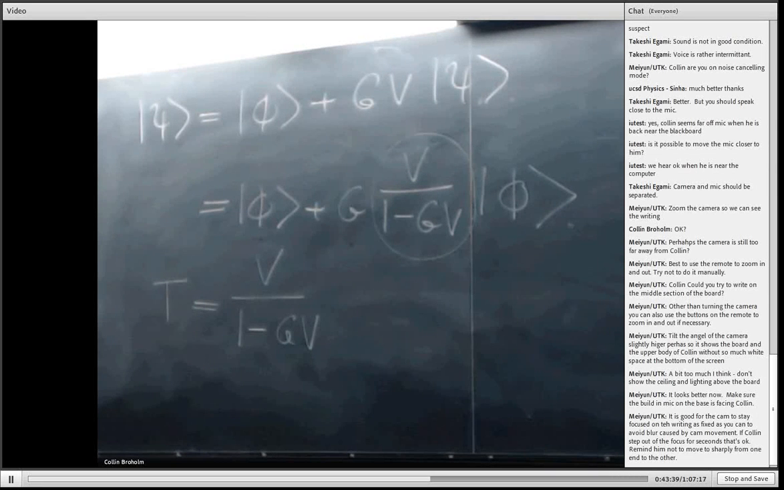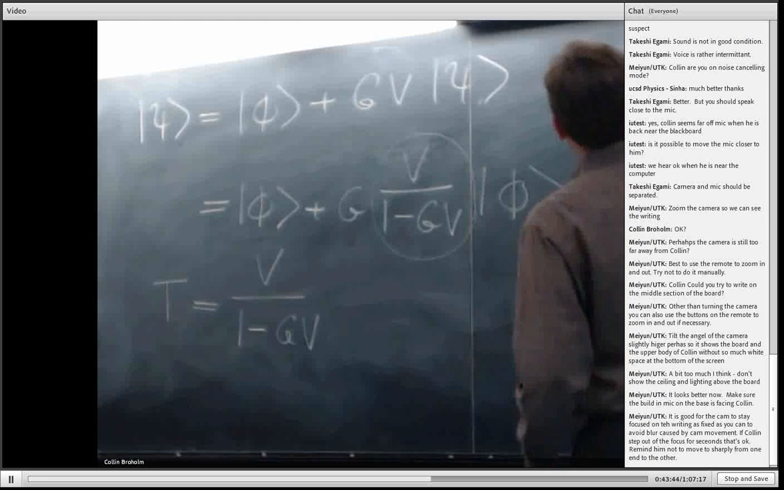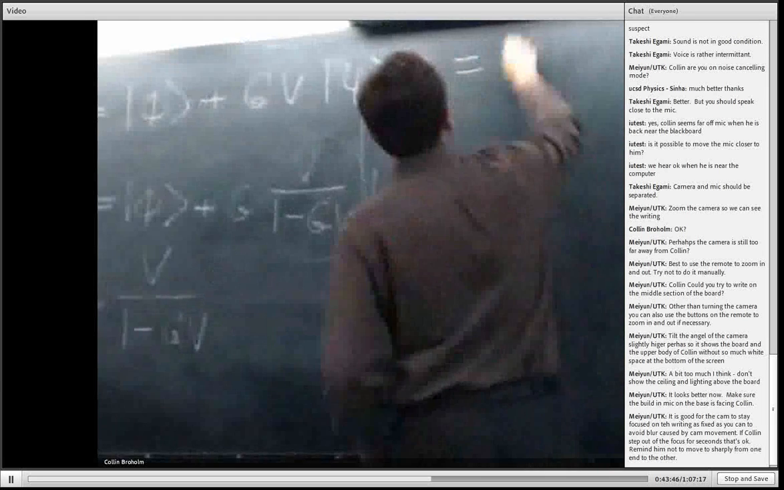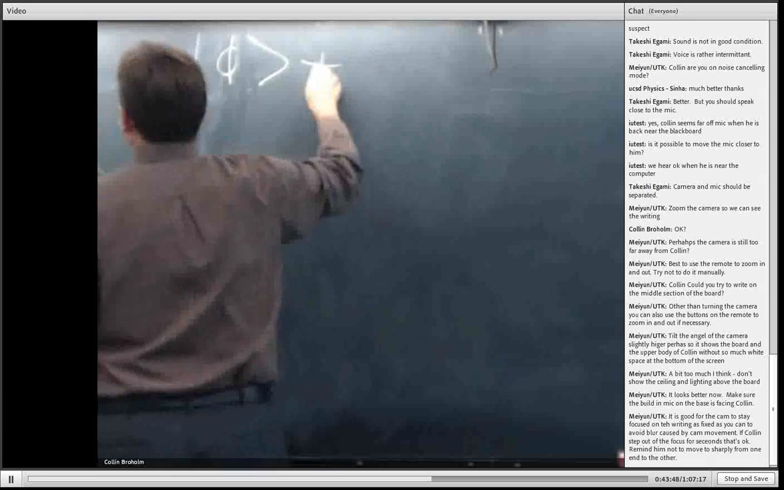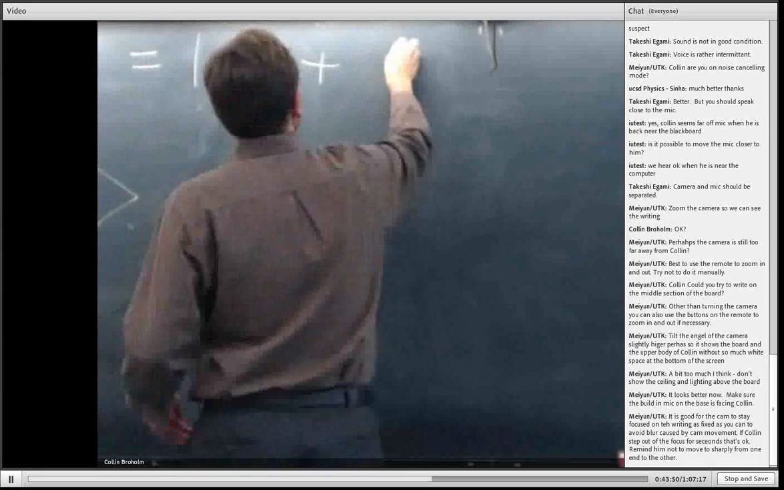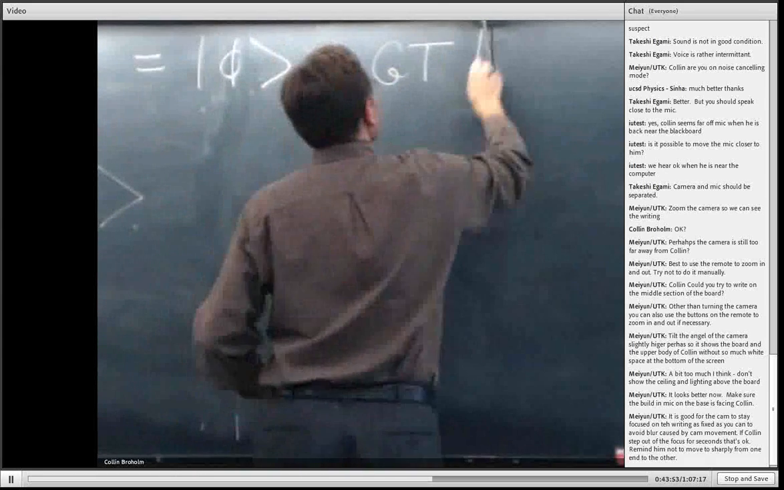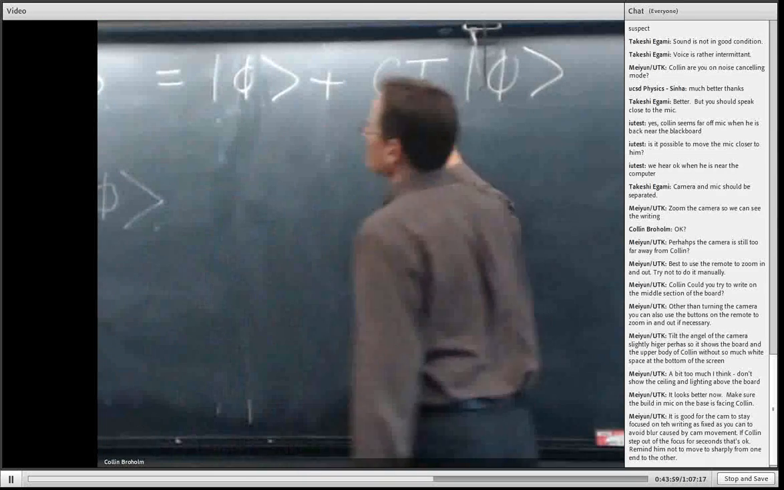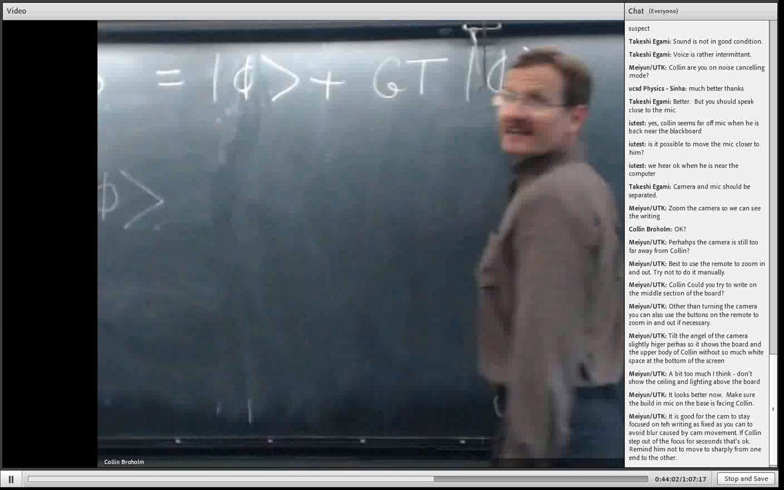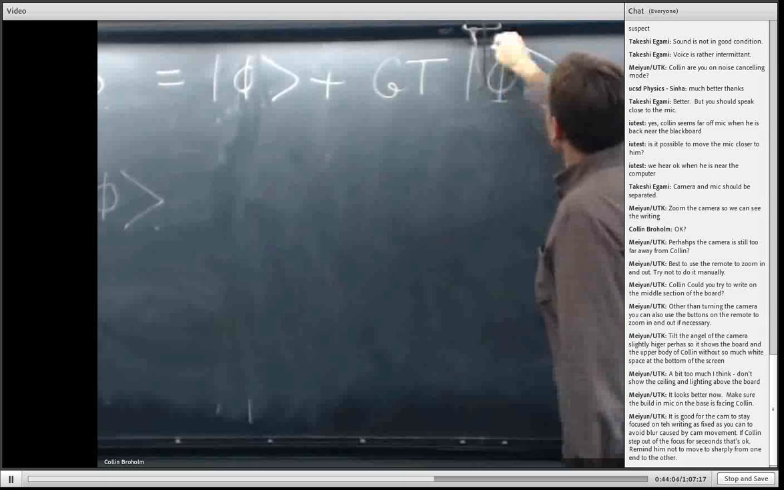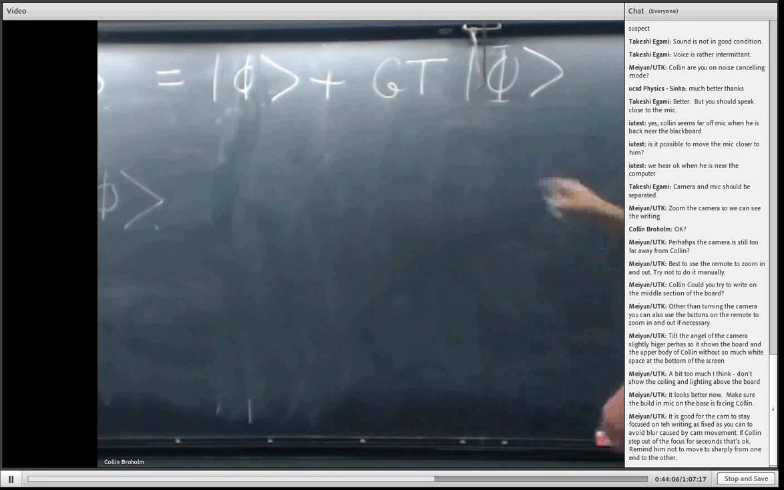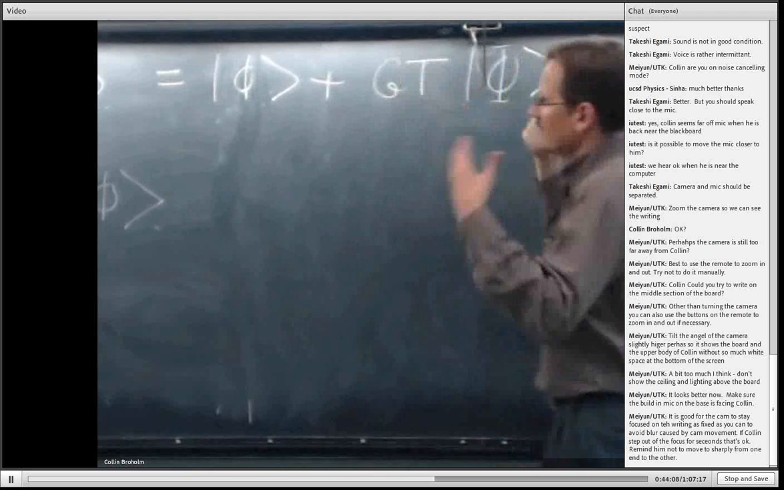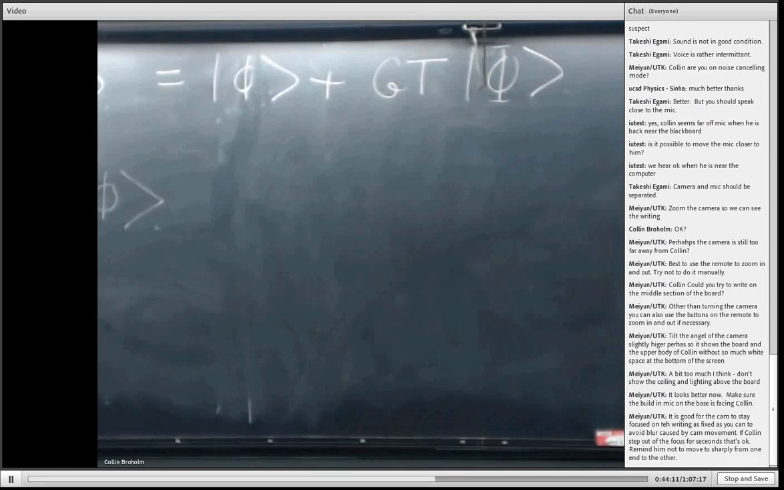For the scattering state, I have now the following expression, so I can just continue here: equals phi plus G T phi. There you go. So they look quite similar, but when I replaced V by T, I also replaced psi by phi. Okay. So you can see that if I could somehow figure out what T was, I would essentially have things all sewn up.